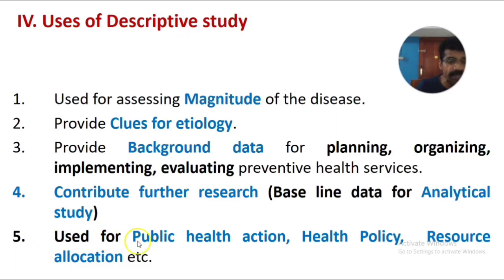Then the fifth one is that this data is used for public health actions, taking various measures for the public according to the data collected. That we said: planning, implementing, evaluation of various preventive services. Also making health policy or various health acts based on the problem or the occurrence of the particular disease in the community after a descriptive study. And moreover, for the distribution or allocation of resources like man, money, material to render the preventive services in that particular ward or area. So these are the important 5 uses of descriptive study.